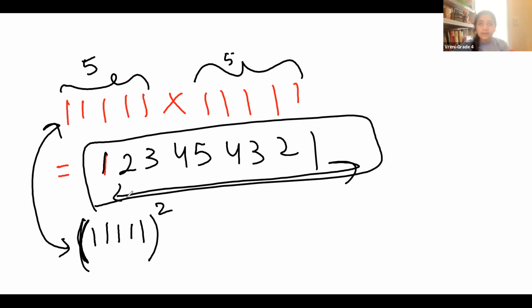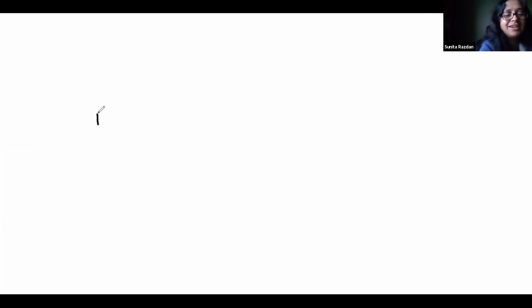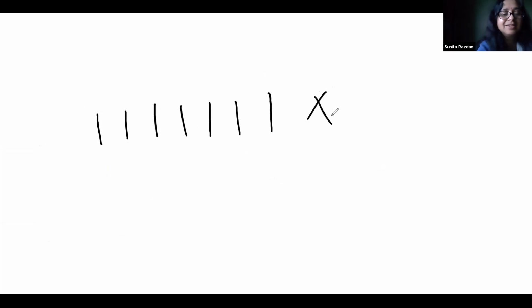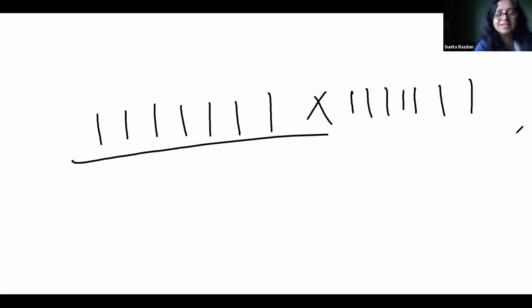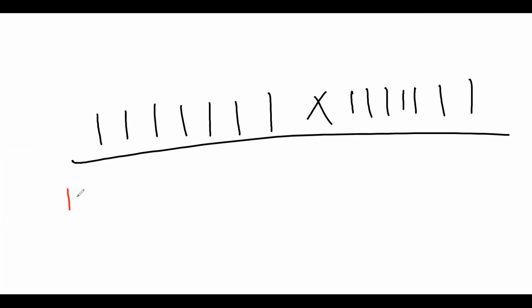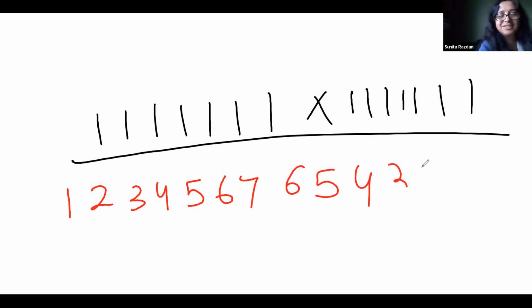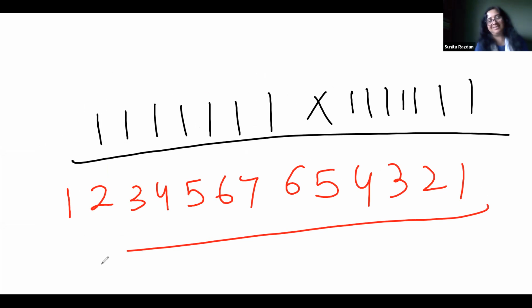I think my mom taught me this a while ago. Very good. So if you have now 1111111 times 1111111, what is this equal to? 1, 2, 3, 4, 5, 6, 7, 6, 5, 4, 3, 2, 1, and you are done.